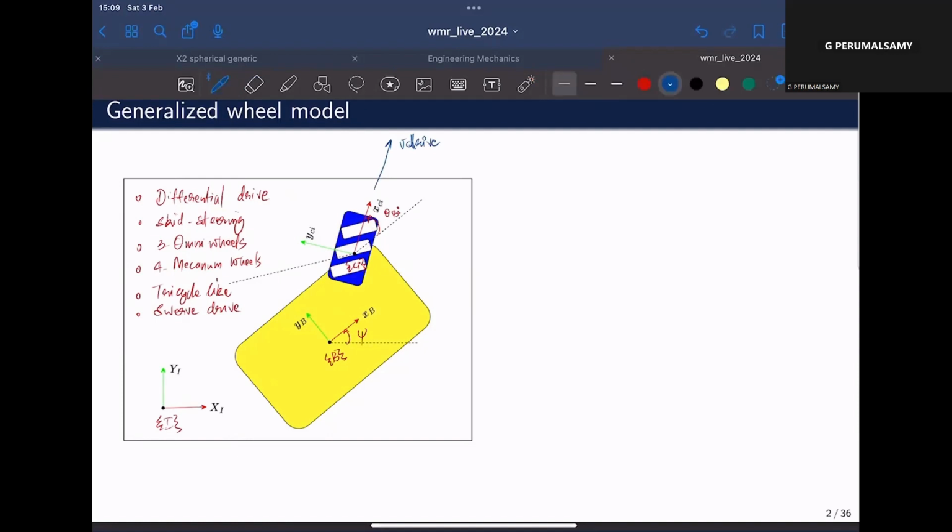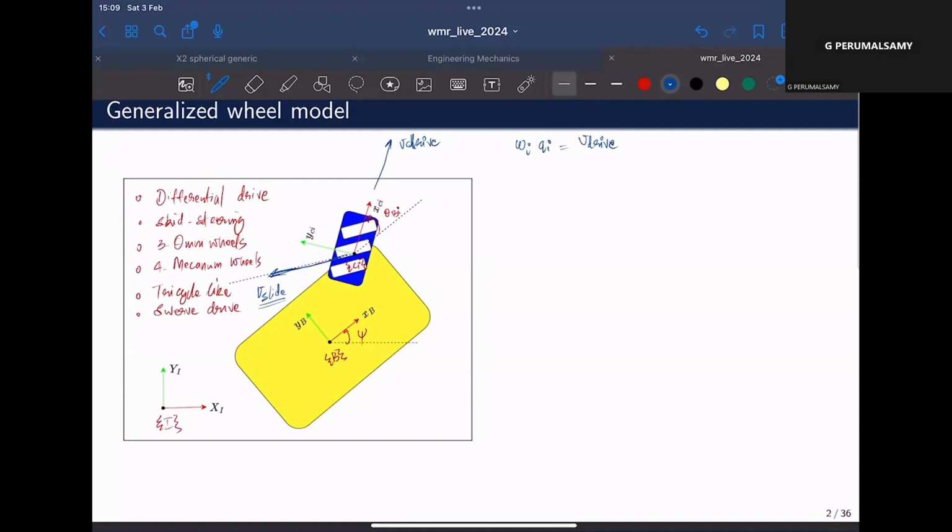If that is the case, we have a sliding velocity along this direction. We'll call this V slide. If omega I is the primary angular velocity of the wheel, and AI is the radius of the wheel, then V drive would be omega I AI. Sorry, this will be V drive, actually, V drive.